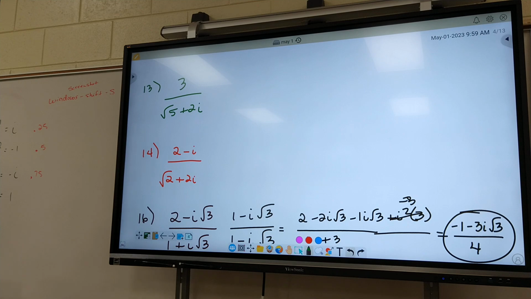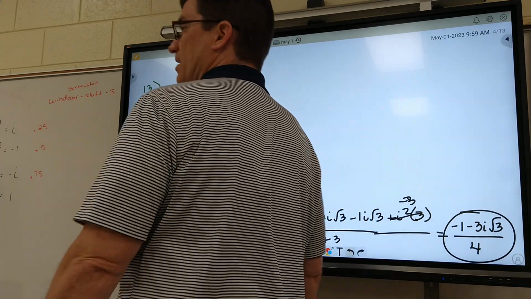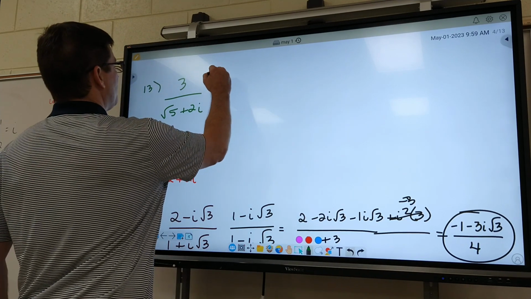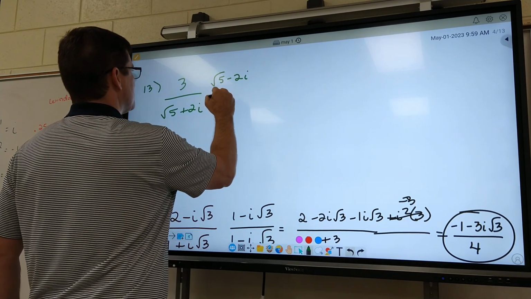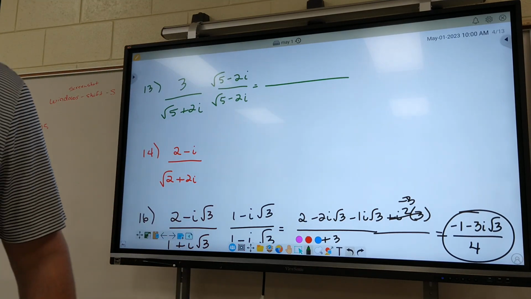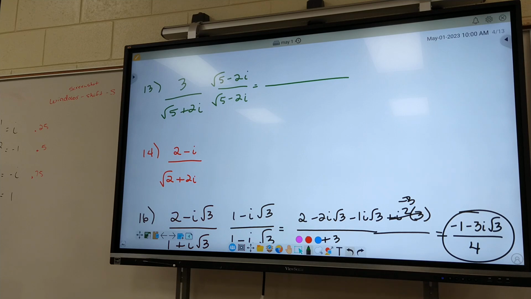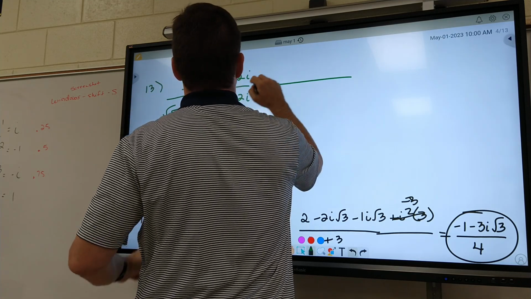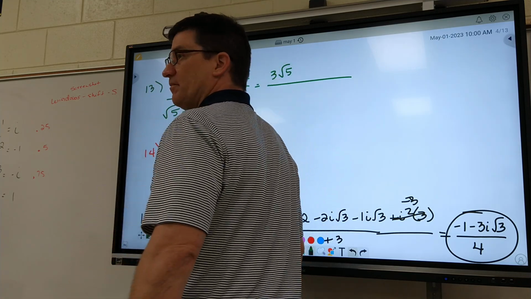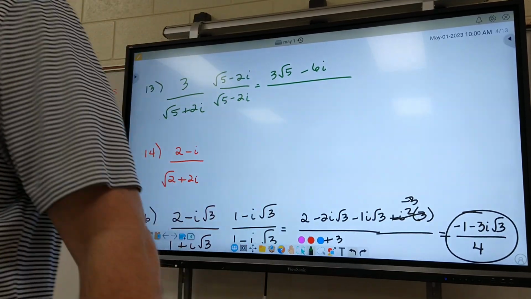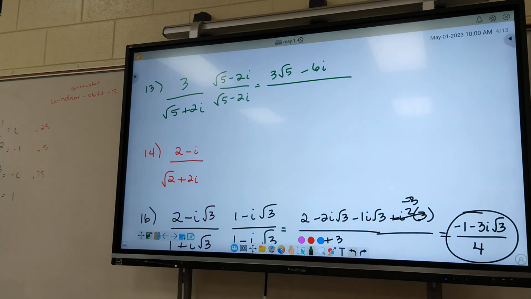All right, so let's do 13 and 14. Let's look at 13, a little bit different. Leanna, on 13, what's going to be our conjugate? Root 5 minus 2i. Good. Root 5 minus 2i on both sides. All right, see what y'all get on that. So 3 times root 5. We can't multiply those, Matthew, since that's the square root, so we just write 3 root 5. And then 3 times negative 2 is negative 6i. Okay, so that one was easy. Now work out the bottom. You know the middle's going to cancel.